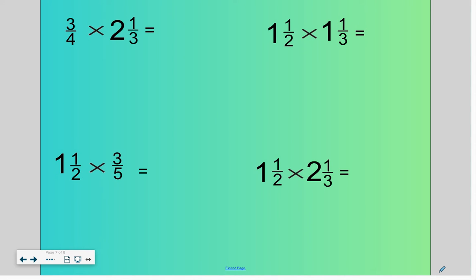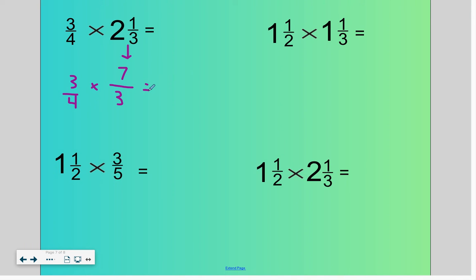Now we have some fractions times different mixed numbers and mixed numbers by mixed numbers. So the first thing you need to do for any mixed number, draw your arrow, convert it to an improper fraction. Then copy down your multiplication symbol and copy down the other fraction or whole number.